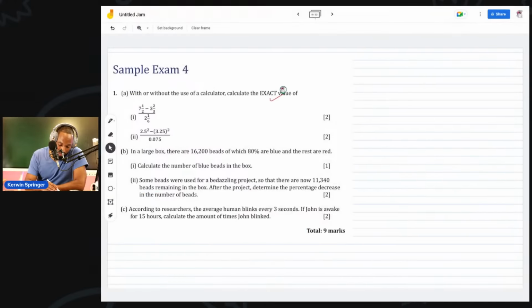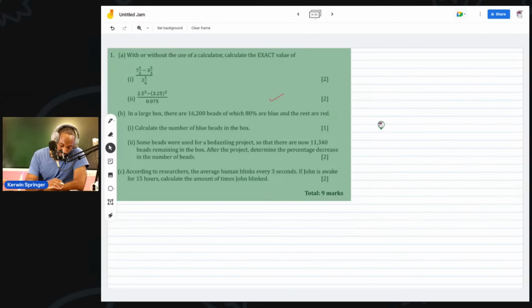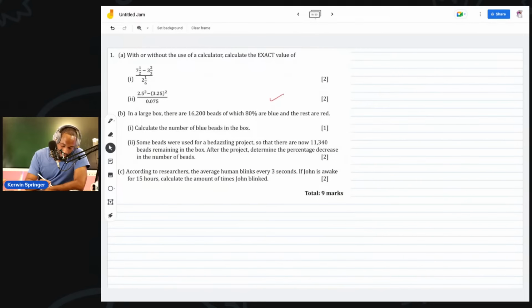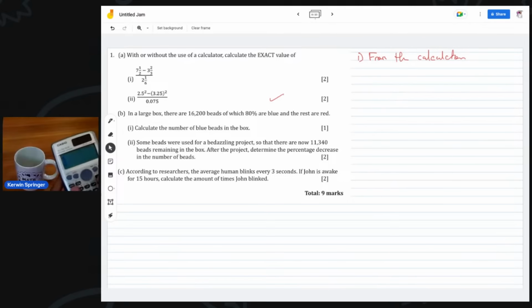So without the use of a calculator, calculate the exact value of the expression. So let's see if we could just wrap that up real fast. This is exam 4. From the calculator for the first part, what are we getting? Exact value, so we're back to using fractions. Exact value means keep it in fractions.